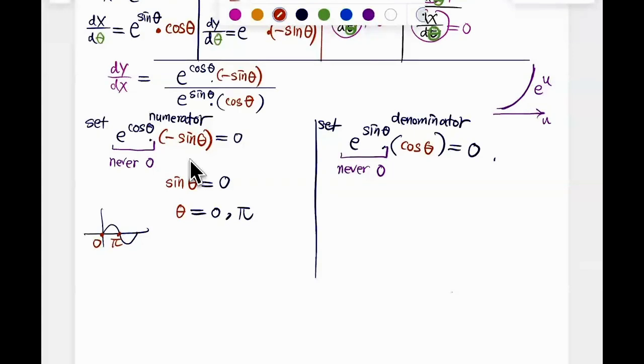So now, let's solve the other one also. Can you guys solve the other one? Cosine theta equal to 0. What does theta equal to?